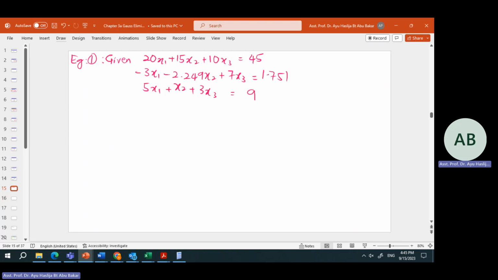Okay, so now we have three equations, x1, x2, x3. It asks you to find x1, x2, x3. This is a straightforward question. It directly gives you the equations. There are certain questions where you need to develop this equation from a given case study.